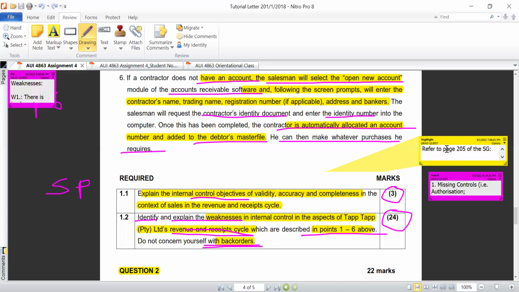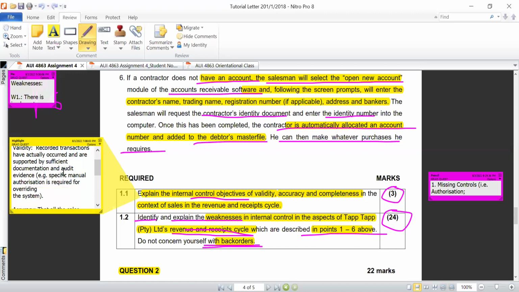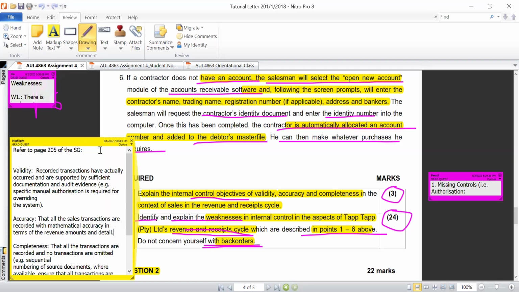Hence you notice that I've given reference to the study guide, which is on page 205. I'm going to open that study guide again. I think I closed it. But nonetheless, this is the description given on page 205 of your prescribed study guide. So validity, guys, it simply means that if something is to be valid, it means it's not fictitious. It means it's accurate, it's relevant, it's not a non-existing item from a general point of view.